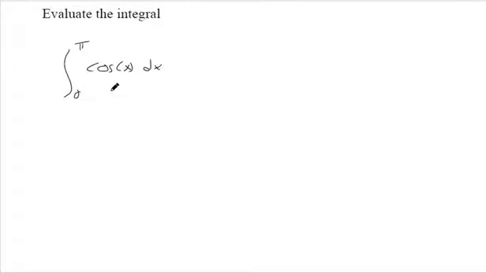We're asked to evaluate this integral, so we need to know what the antiderivative of cosine of x is. And so that's sine of x. And that one comes from just our good understanding of the derivatives of sine and cosine. The derivative of sine is cosine, so that makes sine its antiderivative. Right? The derivative of sine makes cosine, therefore this is the antiderivative.